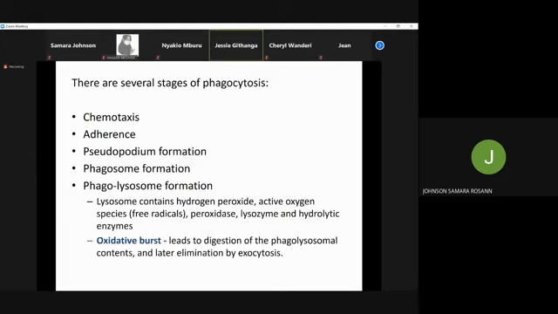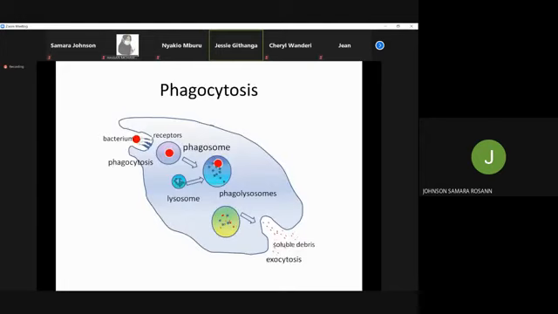And then the oxidative burst leads to digestion by the phagolysosome contents and later elimination by exocytosis. So after there is digestion, most of the digested remnants are soluble, and this will be released and then excreted from the body. So if this is the diagram of the phagocytosis.